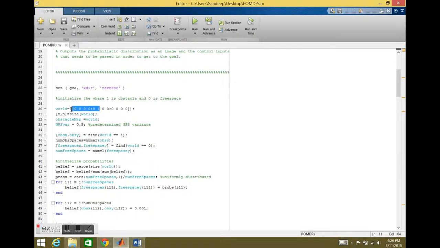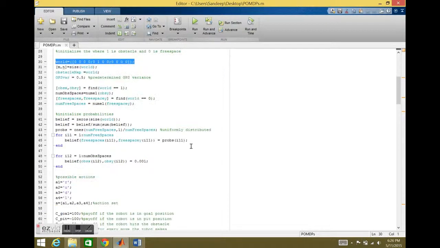Please do keep in mind that we don't have any idea where the robot exactly is because it's partially observable. Okay, moving on to the code. I've initialized a world where zeros are the free spaces and one is an obstacle. It's a 3x4 matrix, and the sensor that I've used for measurement has a variance of 0.5, and it's a GPS sensor.